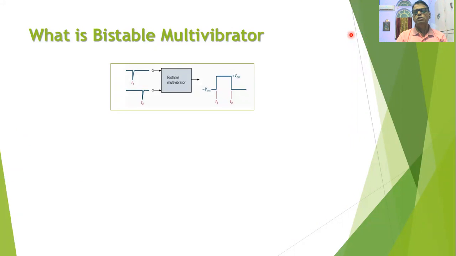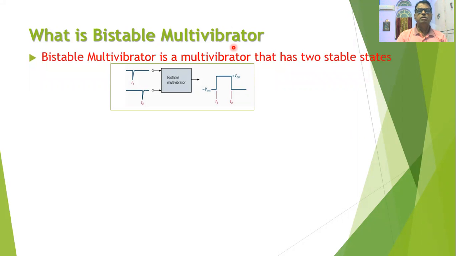So let us start the session with the question: what do we mean by bistable multivibrator? As we know, a multivibrator is an electronic circuit which has two states, and these states are either stable states or quasi-stable states. A bistable multivibrator is a multivibrator of which both the states are stable states. That is, this multivibrator has two stable states.